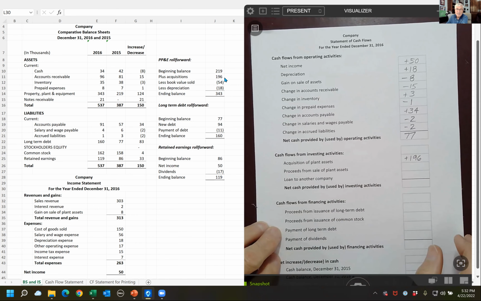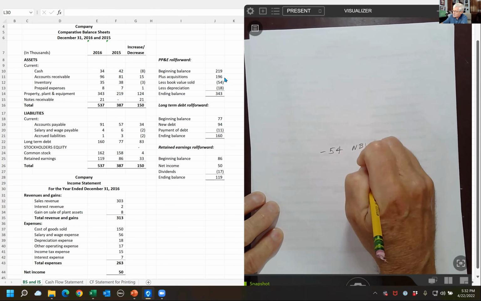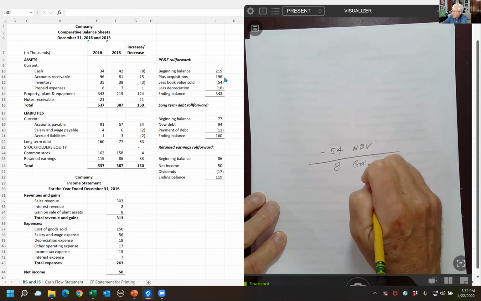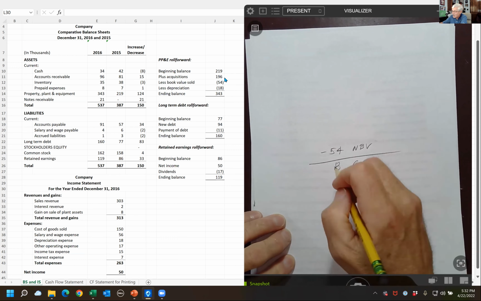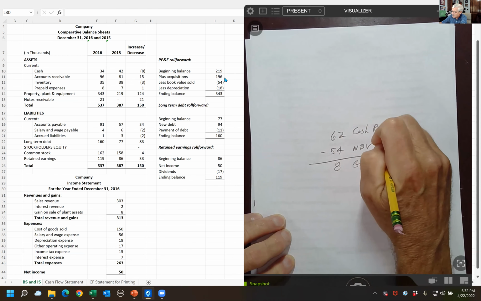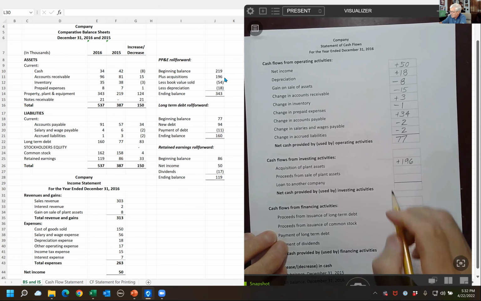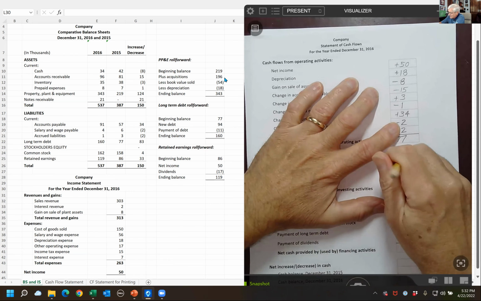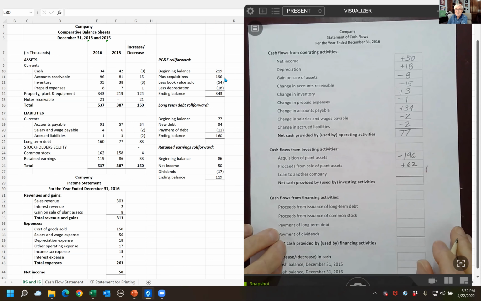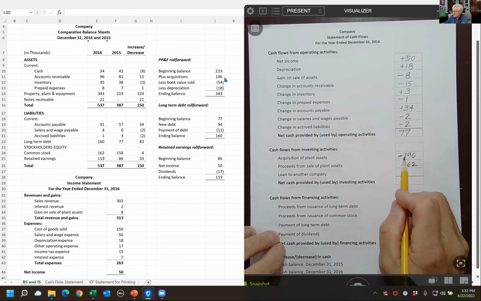Proceeds from the sale of plant assets. Let's go see what we sold. 54,000 net book value. Did we have a gain or a loss? We had a gain of 8. So we must have received more cash than the net book value, 62, because 62 minus 54. So cash received looks pretty good. Plus 62. By the way, look at that. Minus, an acquisition is a use of cash. We don't receive cash when we go buy an asset, we got to pay cash. Here we receive cash.